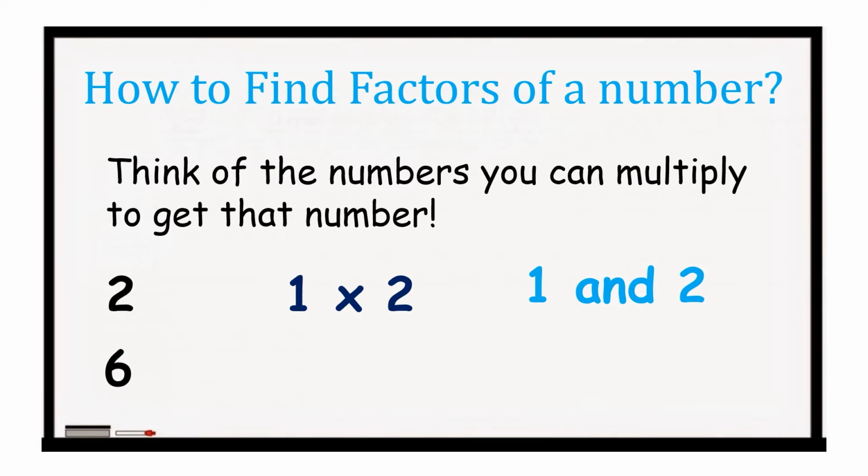If I want to find the factors of 6, I would think of the numbers I can multiply to give me 6. 1 times 6 will give me 6, as well as 2 times 3 will give me 6. So therefore, the factors of 6 in ascending order will be 1, 2, 3, and 6.